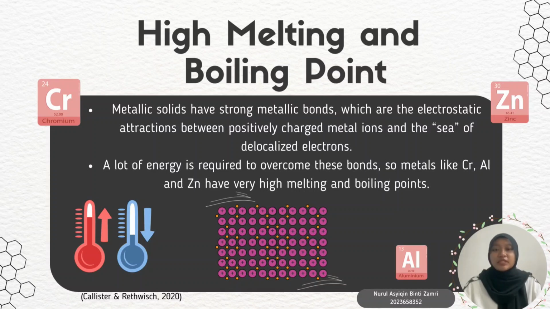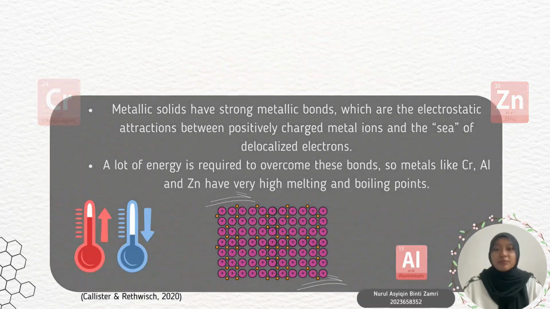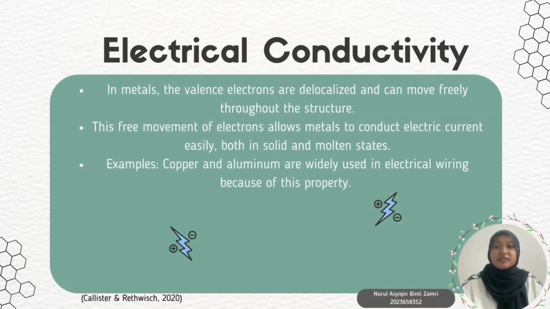Because these metallic bonds are very strong, a large amount of energy is needed to break them. As a result, metals such as chromium, aluminium and zinc require high temperature to melt or boil, giving them high melting and boiling point. The second property is electrical conductivity.